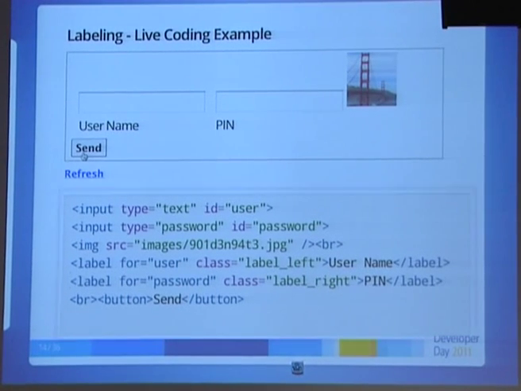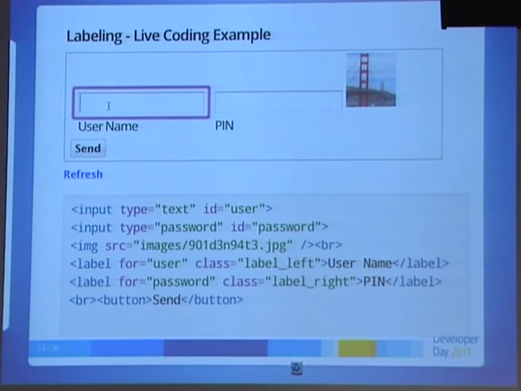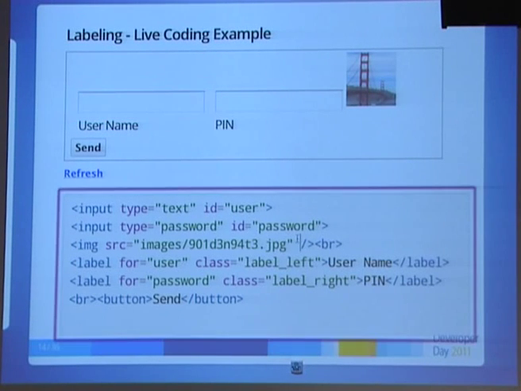"Username, edit text." So this time when I click on it, and if I had given it focus in some other way, it would have behaved the same. When I click on it, it not only reads out that it is an edit text box, it also tells me the label associated with it. So I know that here I am supposed to type my username. That's excellent behavior. Now let's fix the image.